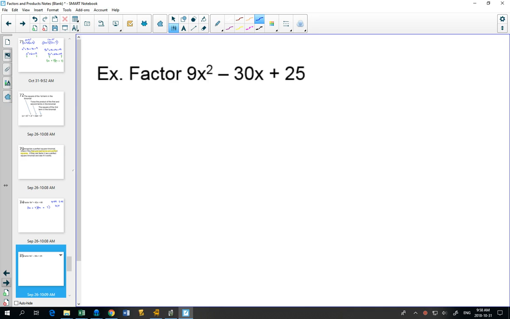So the first one is 9x squared. The last one is 25. So if we were going to say maybe this is possible that this is a perfect square trinomial, 3x and 3x, 5 and 5. My outside's 15, my inside's 15. What do I need to get? Negative 30. I could get that if they're both negative 15s. And sure enough, this one is a perfect square trinomial as well.